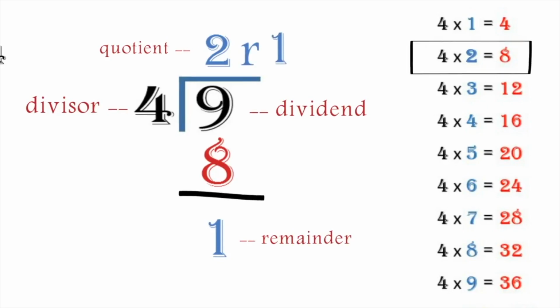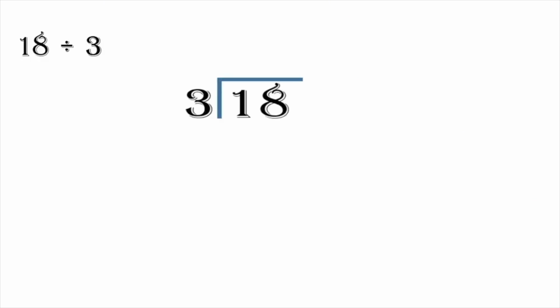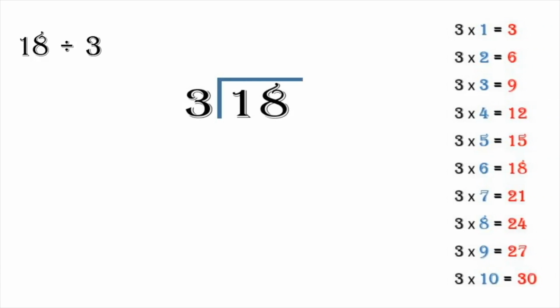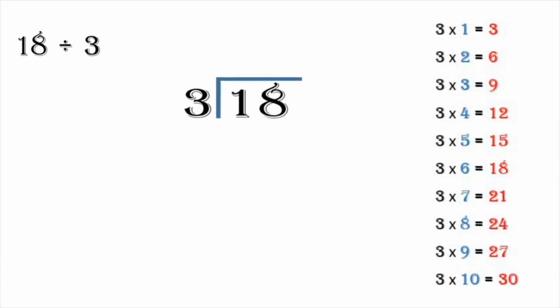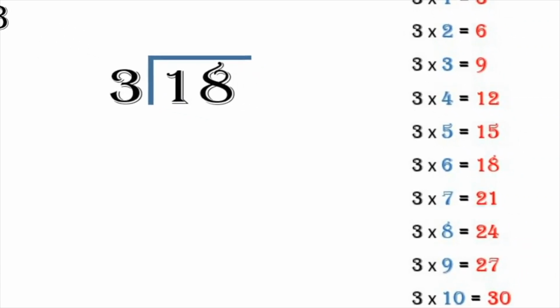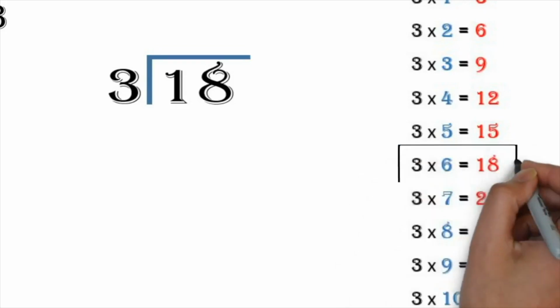Let's take another simple example. We want to divide 18 by 3. We write it in the long division method. Let's bring our multiplication table again. Remember, we are looking for the number closest to 18, but not greater. Here we notice that the closest number to 18 is 18 itself.